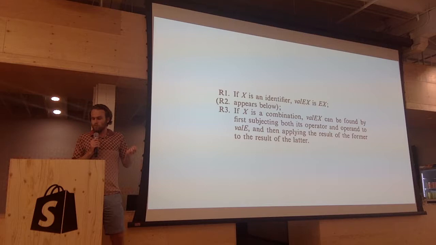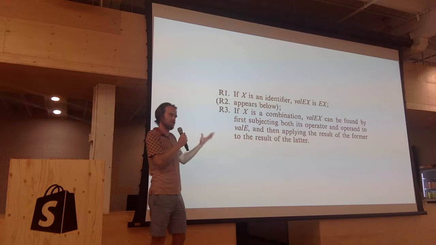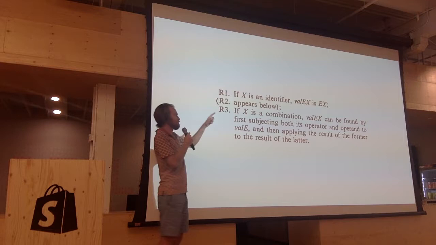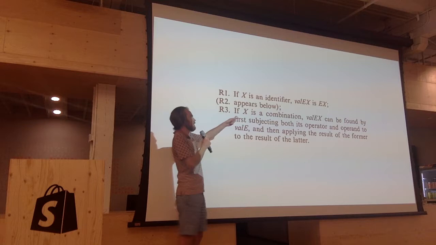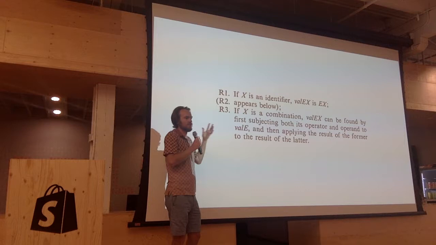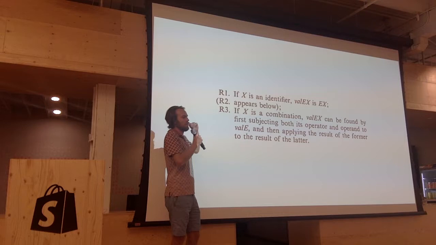If x is an identifier, then the value, where e here is the environment that the expression is being evaluated in, the value given environment e of x is e(x). It took me a while to find the place where he defines this, but whenever he talks about environments, the environment itself is considered to be a function that you can give an operand of some identifier and then get out the value that is held in that environment.